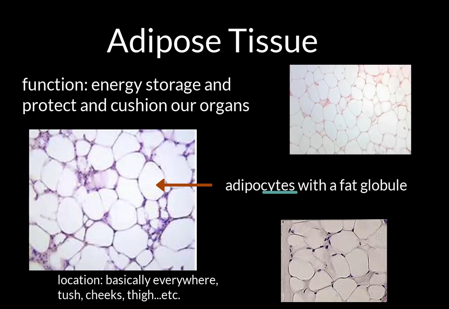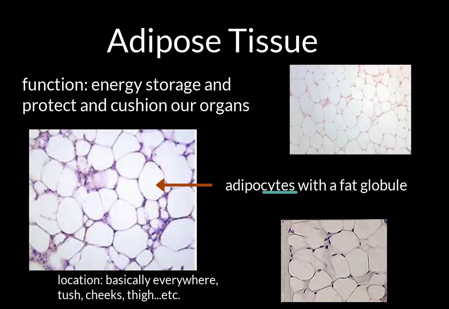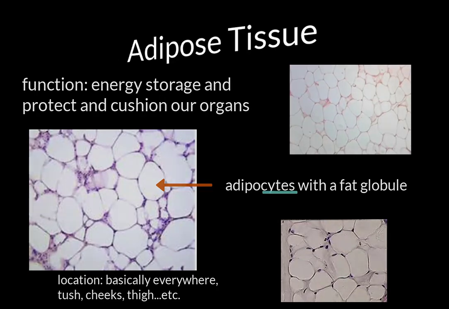And when I look at adipose tissue, I think it looks like a chain link fence. Some people said it looks like bubbles on a glass. Anything that you can do to help you remember these tissues and their structures will really help you to learn these things.